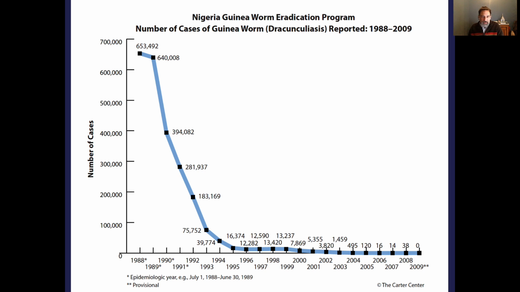And you can see the success that has happened since then, with 8,000 cases or so in the year 2000, and quickly, through ongoing efforts, getting to a point where there were 0 cases as early as 2009.